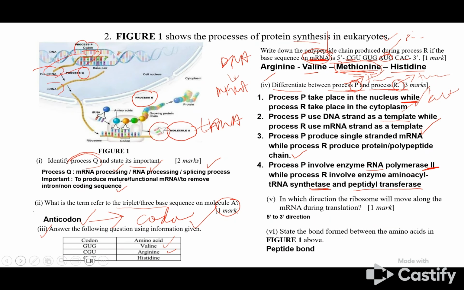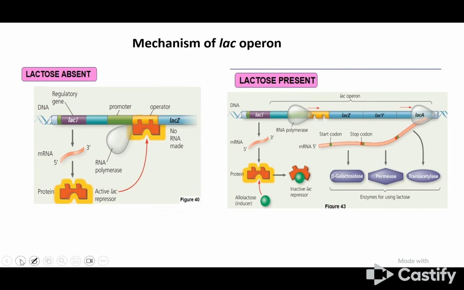Okay, next question, direction. So direction always 5' to 3'. During move along mRNA. So mRNA is towards that side. So it is 5' to 3'. Okay, the bond between, this one also in chapter 1. The bond between amino acid is the peptide bond. Okay, so make sure you read this process in detail.